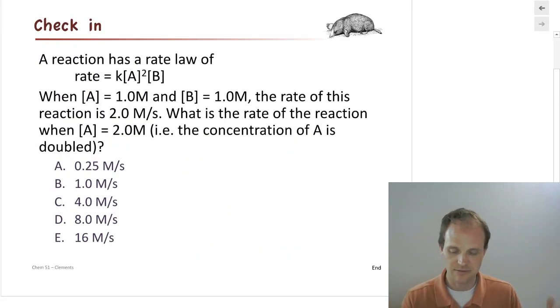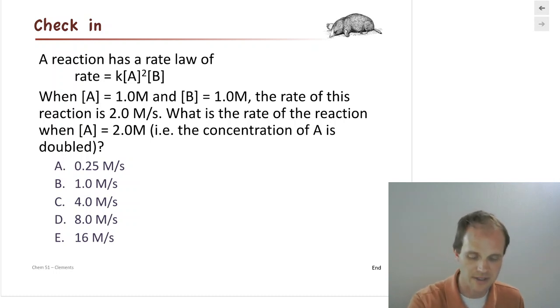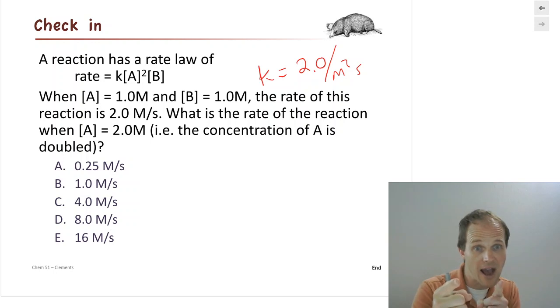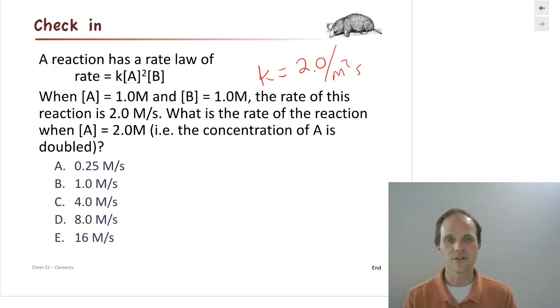Same thing. Rate equals K, A squared times B. A is 1, B is 1, 2.0 molar per second. We determined in the last slide that K was 2.0 per molar squared second. And what is the rate of reaction when A is 2.0 molar, when the concentration of A is doubled? All right, what did you come up with?